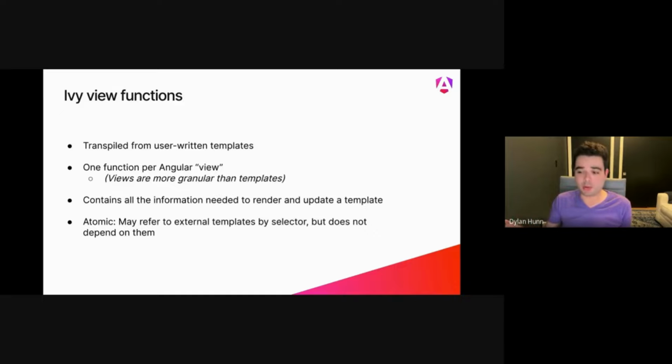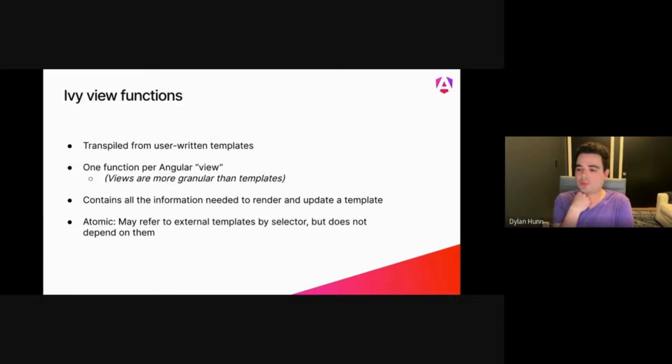Say you have a component, and inside that component you have an ng-template, or maybe you have an ngIf, anything that implicitly creates a nested ng-template. That would be a view. That's an isolated fragment of the template that we produce a transpiled view function to create and update. So you could write one very large component with a ton of ngIfs, and it can result in dozens or even hundreds of Ivy view functions. Each one of these is basically atomic. They don't depend on other view functions. They can refer to other view functions by selector, but they don't actually have to import them.